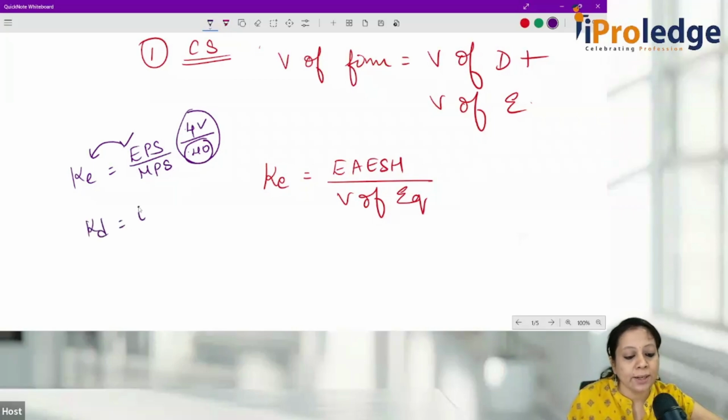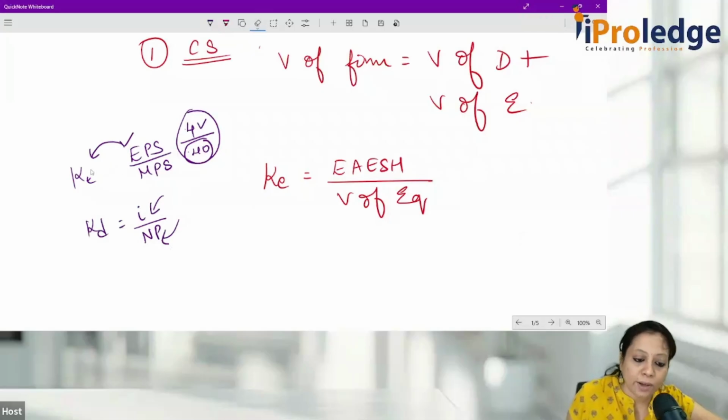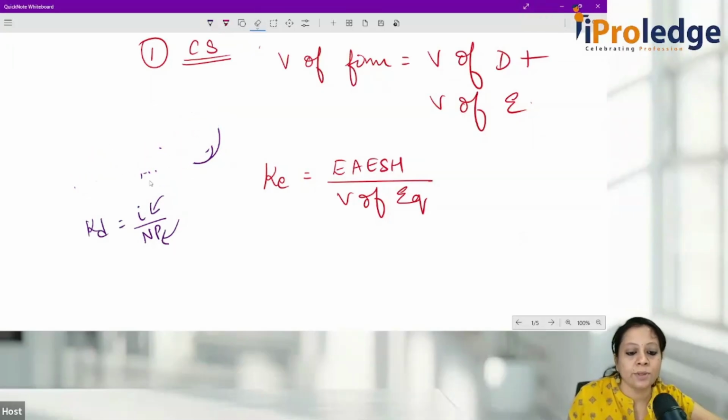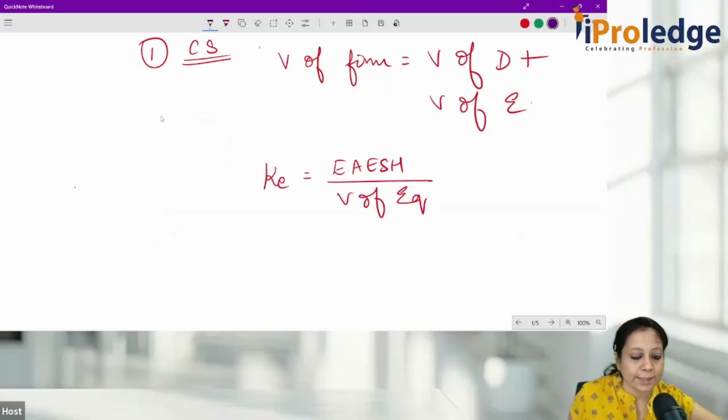KD is also very similar to that. Interest is my cost, net proceeds is what I get. So the interest is what I need to pay and net proceeds is what I get. This is how you can remember the formulas logically without even memorizing them. So I have something more to tell here.